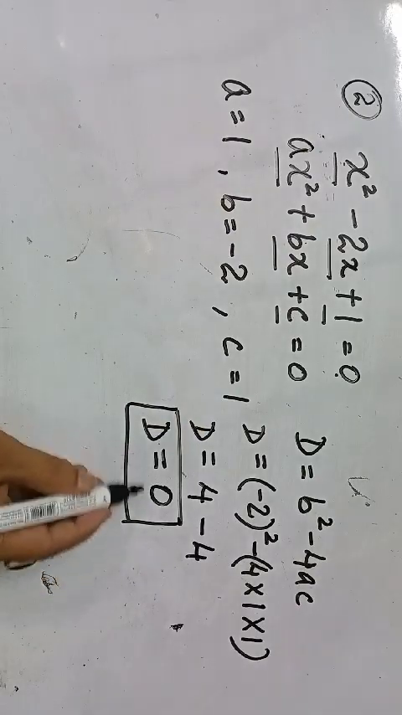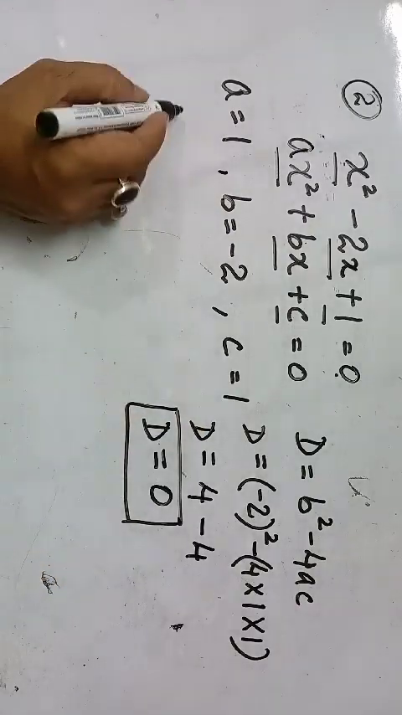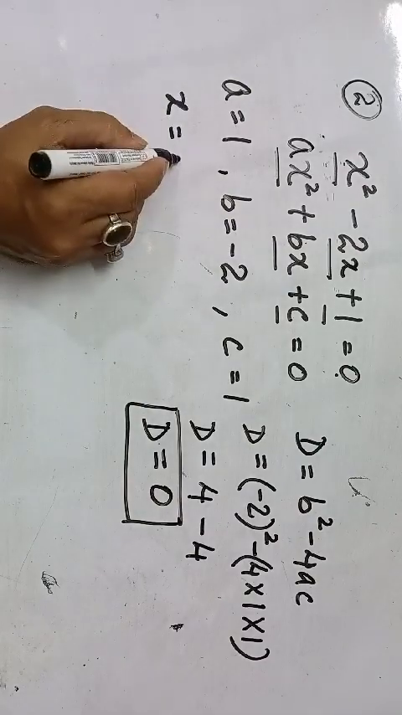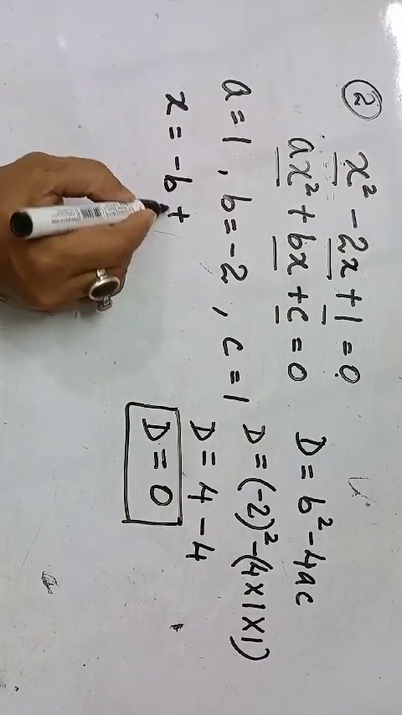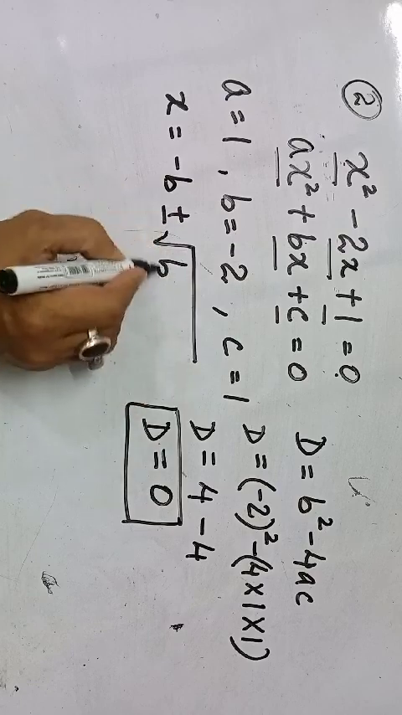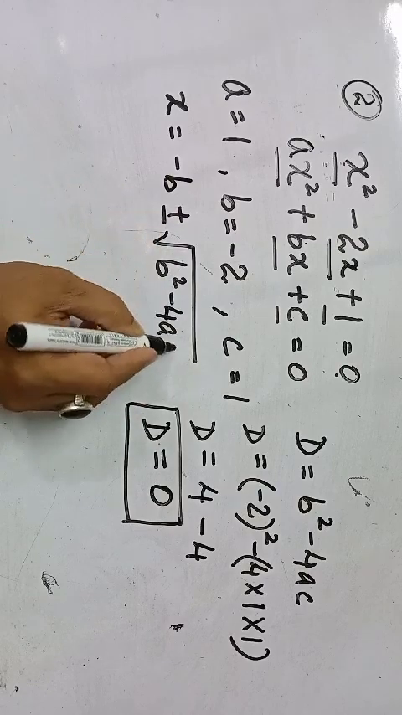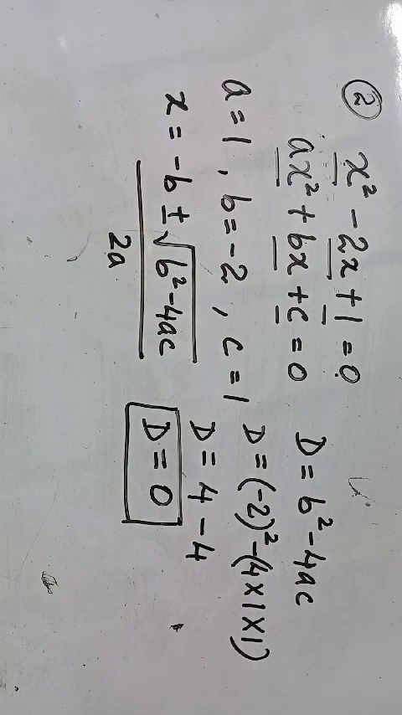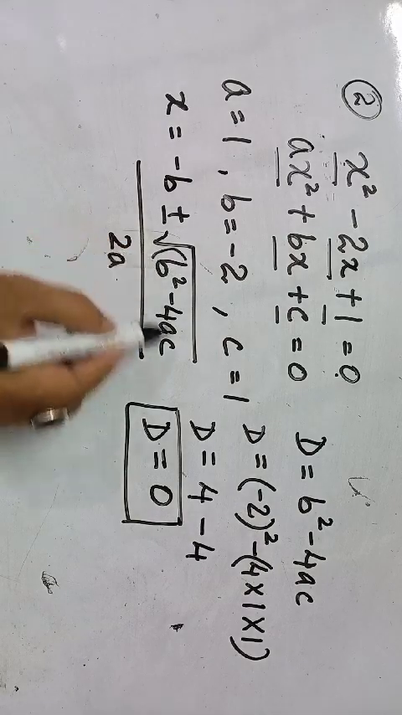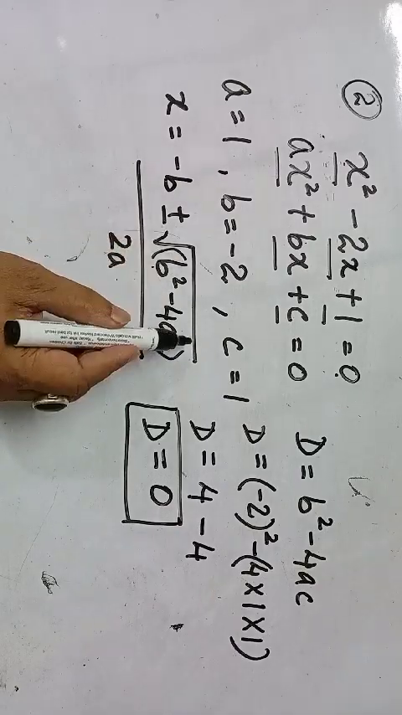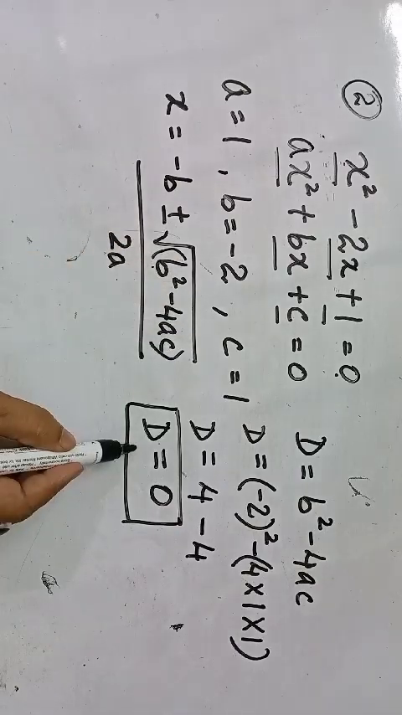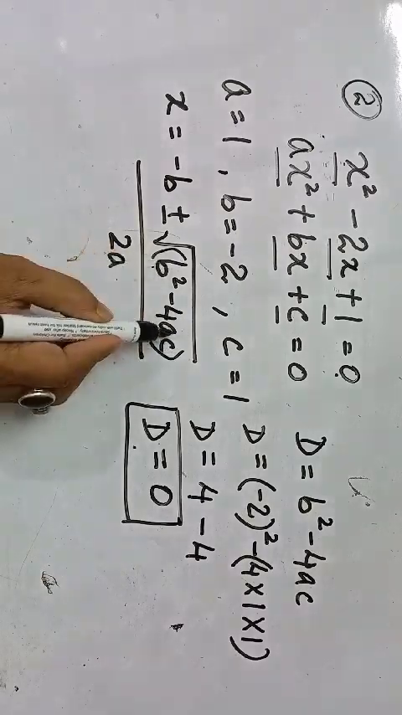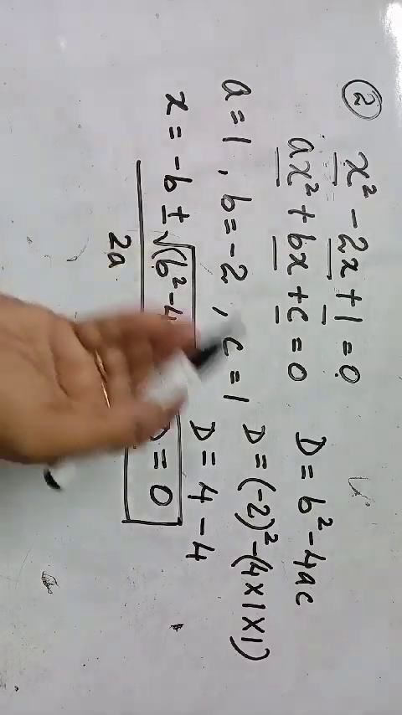Okay, so what happens if d becomes 0? So let us go to our Sridharacharya formula again. It was minus b plus minus under root b square minus 4ac upon 2 times a. Now you imagine children, this bracketed portion in the under root sign is d. So my d value has come out to be 0. So this entire thing is 0. So square root of 0 is 0.